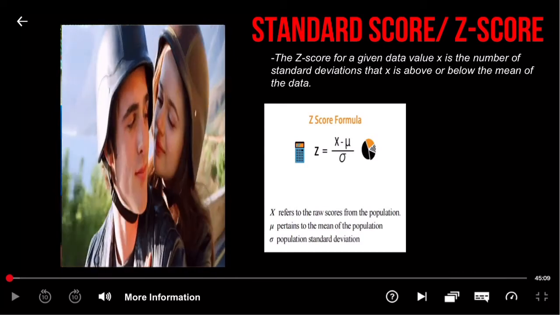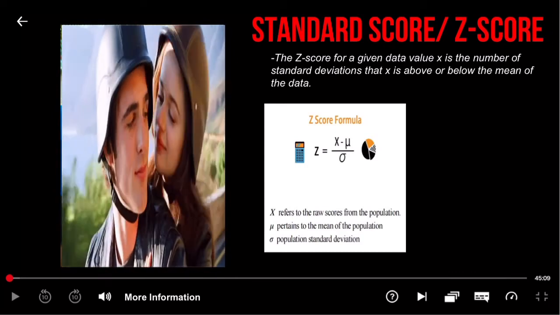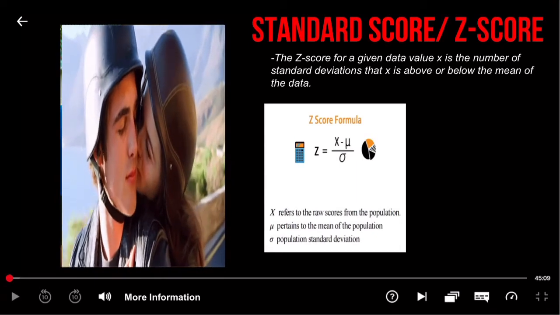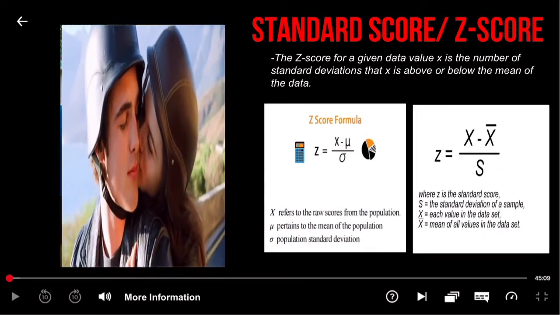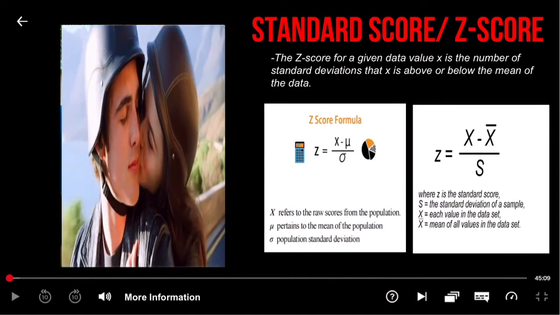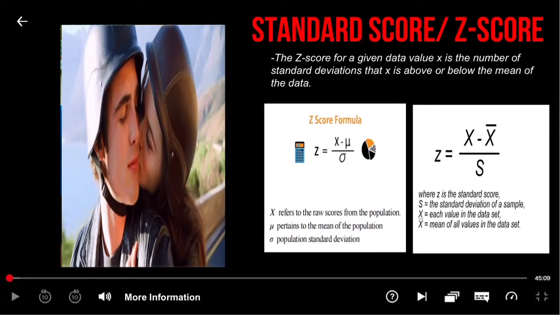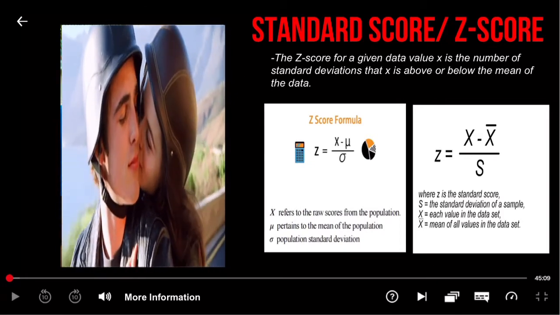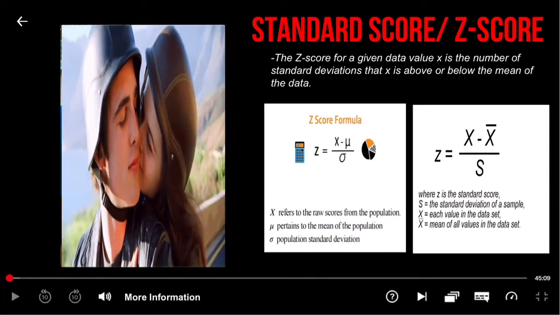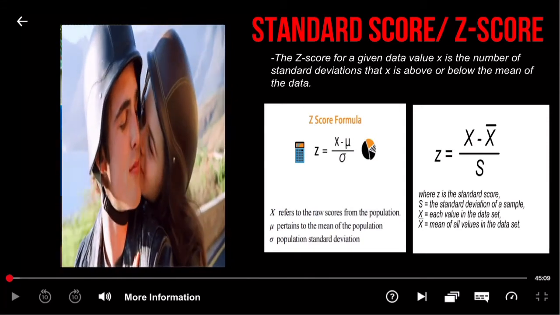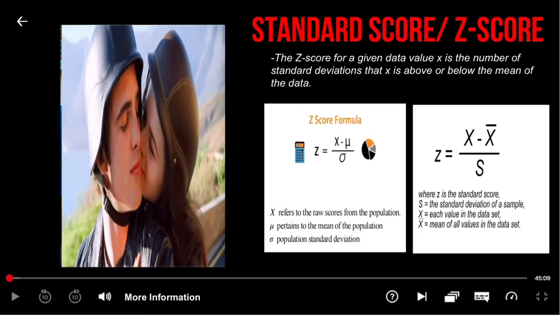For the first formula, we have z is equals to x, which refers to the raw scores from the population, minus the mean of the population over the population standard deviation. For the second formula, z is the standard score, is equals to x, each value in the dataset, minus the mean of all values in the dataset, over the standard deviation of a sample. Both formulas indicate the same relationship shared by the raw score, mean, and standard deviation.